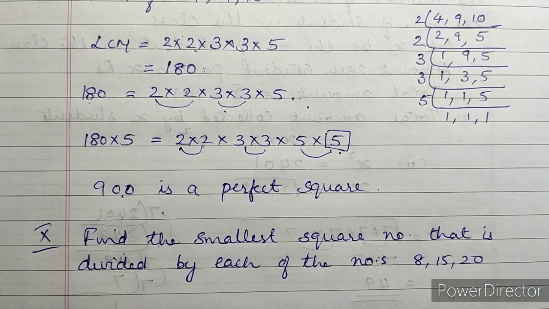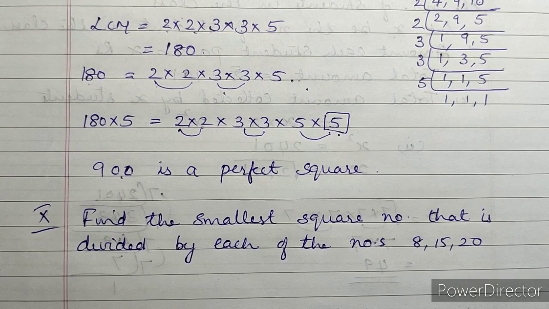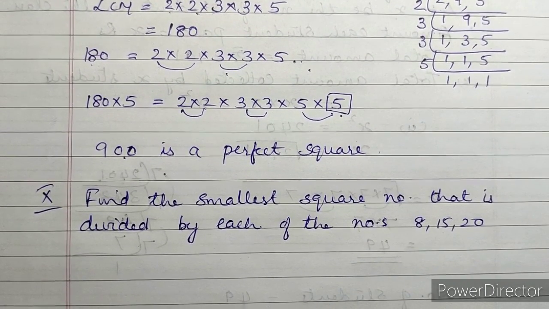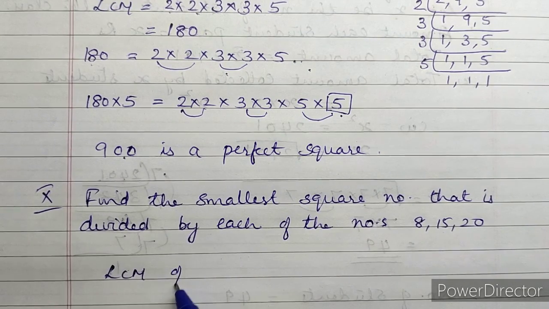Same type, one more sum. Find the smallest square number that is divisible by each of the numbers 8, 15, 20. So same, first what you have to do? You have to find the LCM of 8, 15, 20.